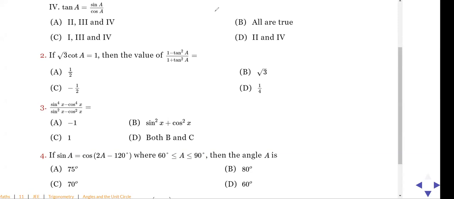Okay, very good, Janvi. Easy enough. Anvit, it is okay. Chalo.